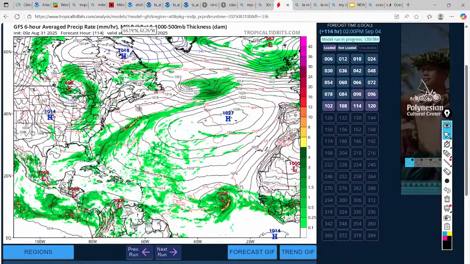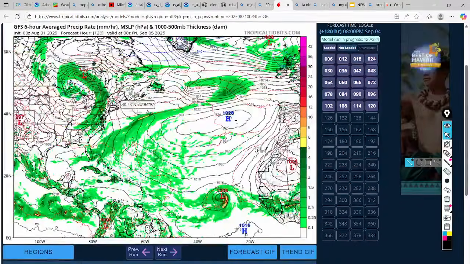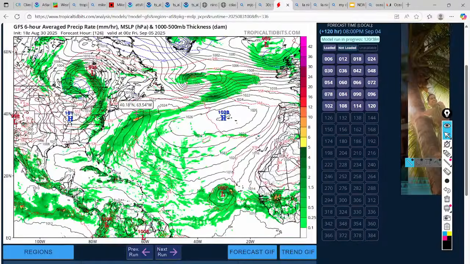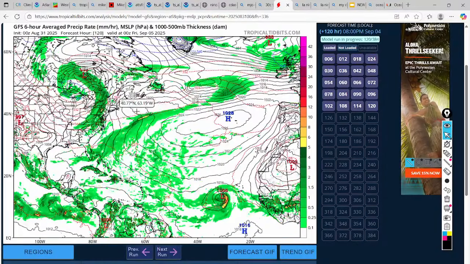Generally, we do see the GFS pop out once again a tropical storm here, a little bit more south, a little bit stronger.